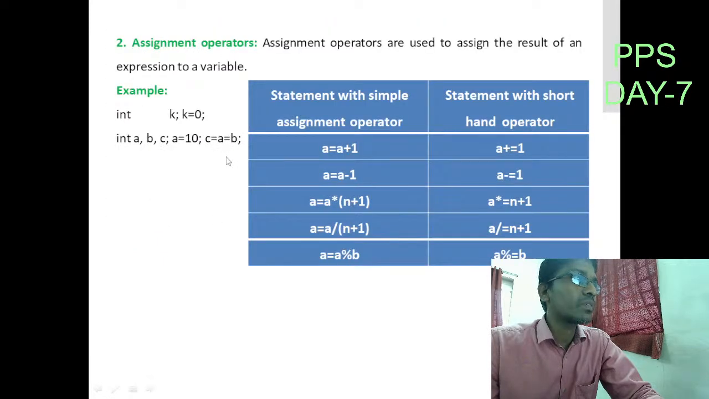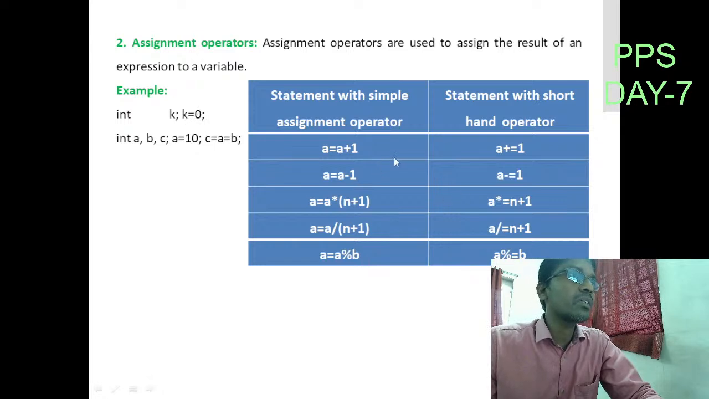After that we discussed assignment operators. So what is an assignment operator? Assignment operators are used to assign the result of an expression to a variable. For example, k is equal to 0: I am going to assign 0 to k, the identifier or variable. By using the equal operator, we assign values to identifiers.